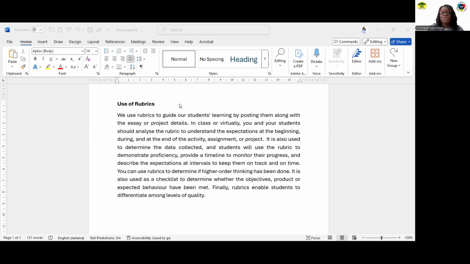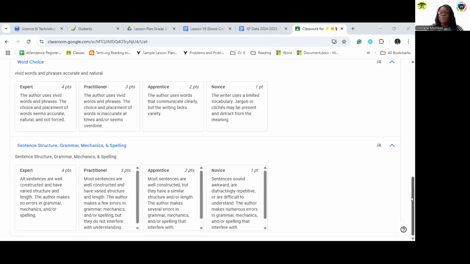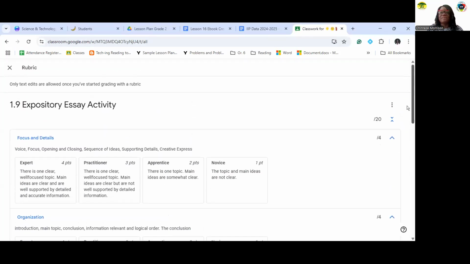I am going to show you quickly a rubric, and I'm asking all teachers to create a rubric. You can have a common rubric that is used in your class, or you can create a rubric for every specific project or assignment that you're giving them. Remember, the rubric is a guide. So before they are given the assignment, before they're given the project, before they're given the essay to write, you go through the rubric with them.